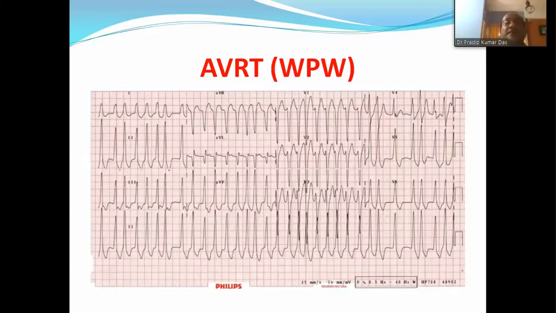This is an ECG of WPW syndrome. You can see very clearly that there is a delta wave, shortening of the PR interval, a slurred QRS complex, and the rhythm is also irregular. So it is an example of WPW syndrome with atrial fibrillation. This kind of ECG almost looks like a ventricular tachycardia, but it is not ventricular tachycardia. As you can see, there is a delta wave and the rhythm is irregular. So we have to be careful about this type of ECG.